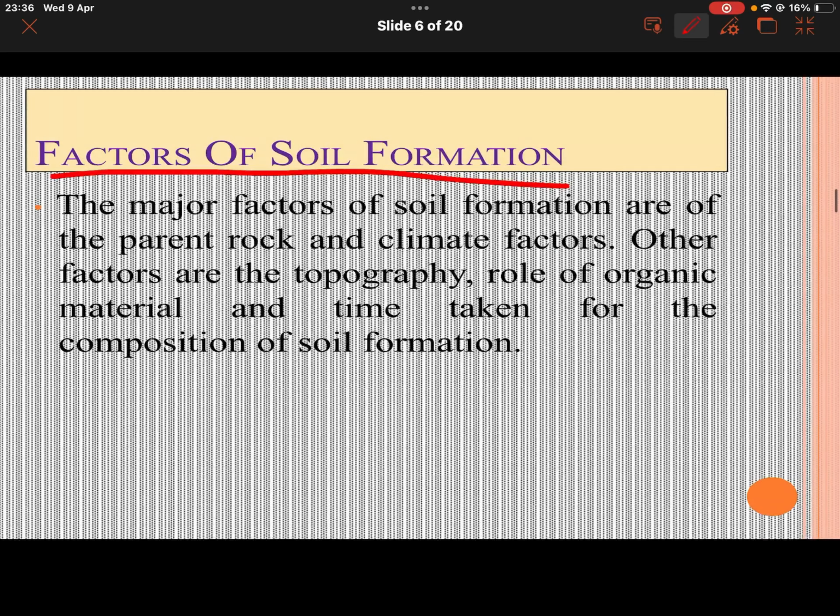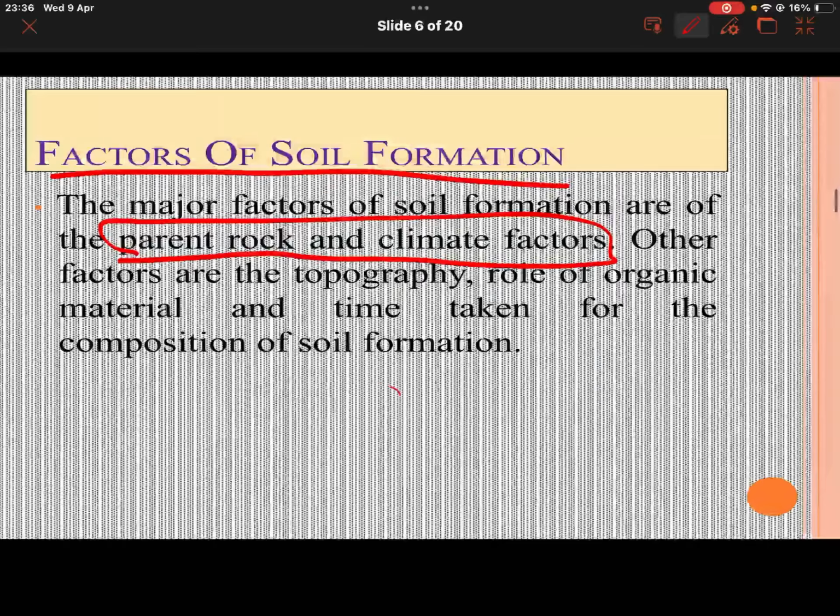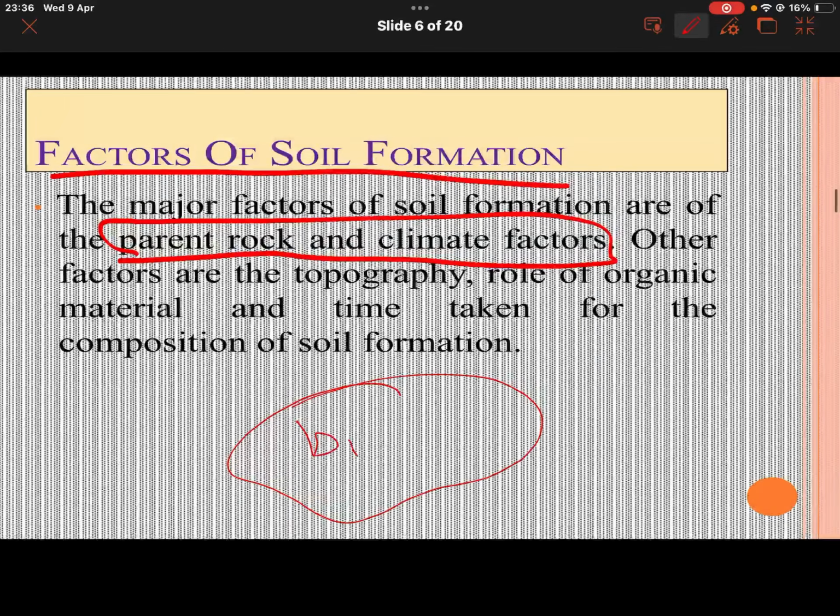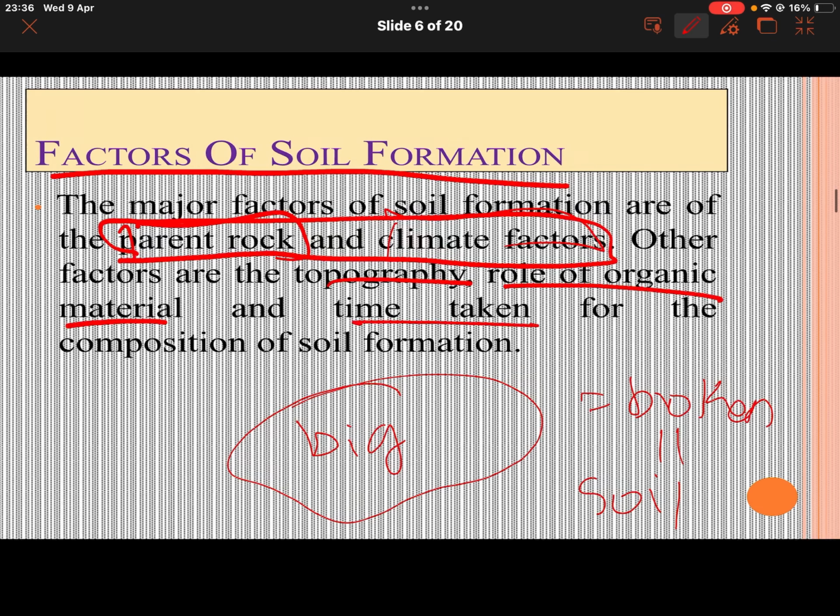The major factors are the parent rock and the climatic factors. Parent rocks are basically the big rocks which are broken by the process of weathering, and hence they are converted into soil. Now there are also other factors except for parent rock and climatic factors, which are topography, the role of organic material, and time taken.